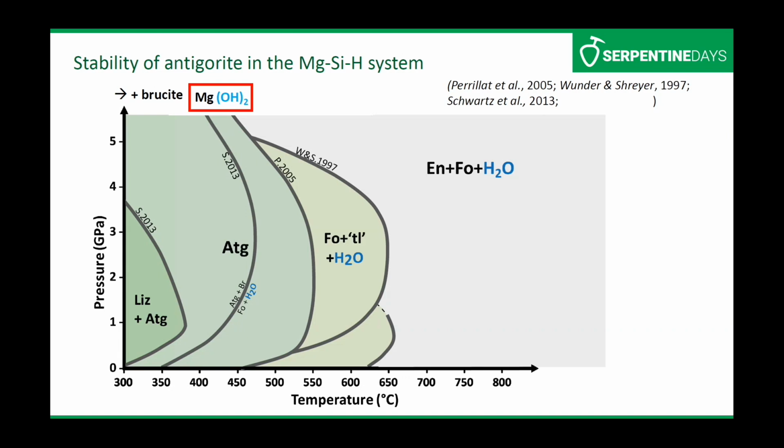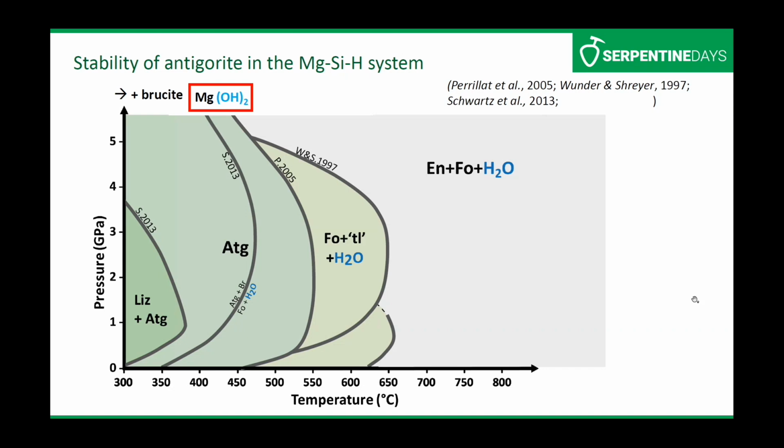This is an additional reaction that is actually quite important: the reaction between antigorite and brucite, which is magnesium hydroxide. And you will see that it fits quite well some seismicity.